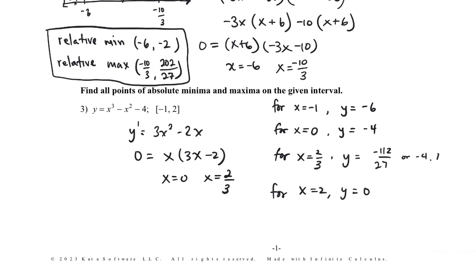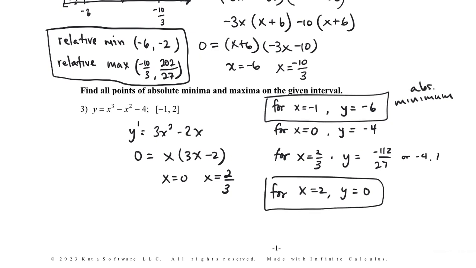So we look now for the highest value and the lowest value, y values. So y equals 0 actually is the highest y value because all the rest are negative. So this is the absolute max. Negative 6 is the lowest y value. So negative 1, negative 6 is the absolute minimum. So this is our absolute minimum. This here is our absolute maximum.